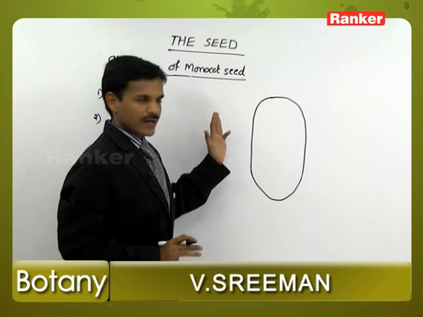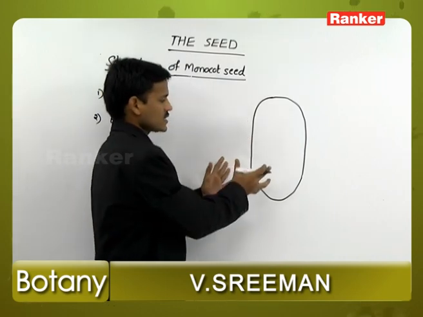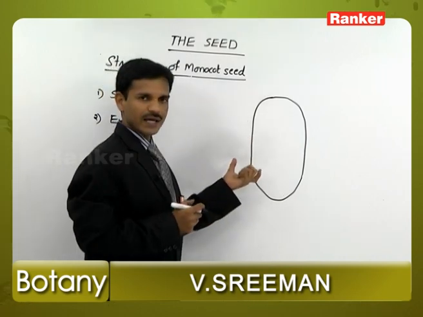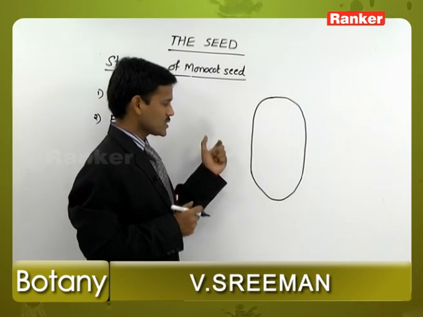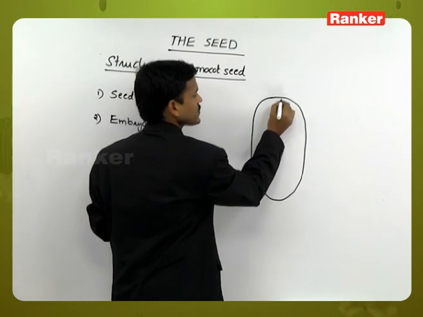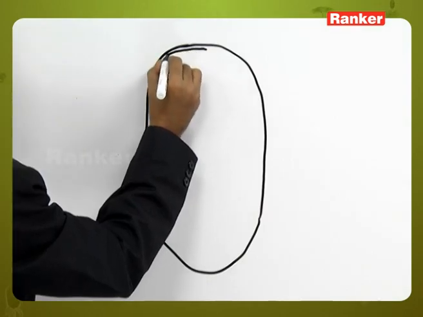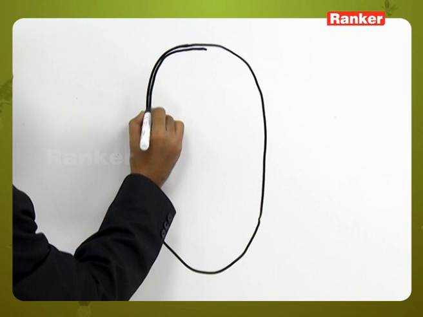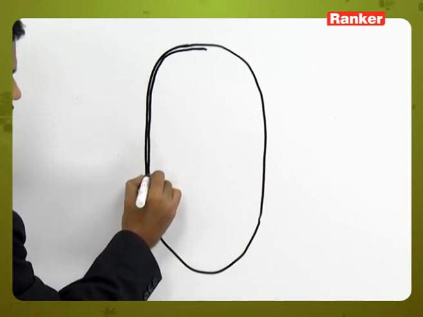In rice or wheat, the fruit is a dry indehiscent fruit. In this fruit, the pericarp is very thin and it is fused with the seed coat.